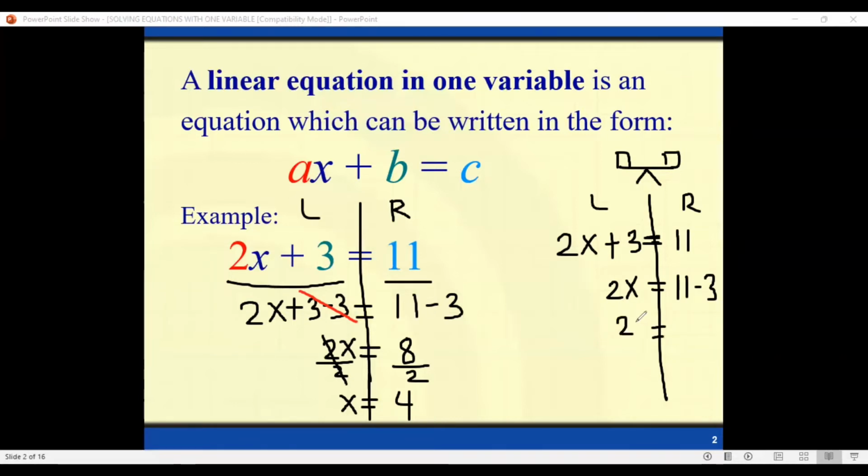Then we just have to copy this. Again, the thing that we are doing now is the horizontal solution. So 2x is equal to 11 minus 3, which is 8. And so we divide this again by 2. You do the same thing on the other side. Therefore, you now have x is equal to 4. So again, we are getting the same answer.